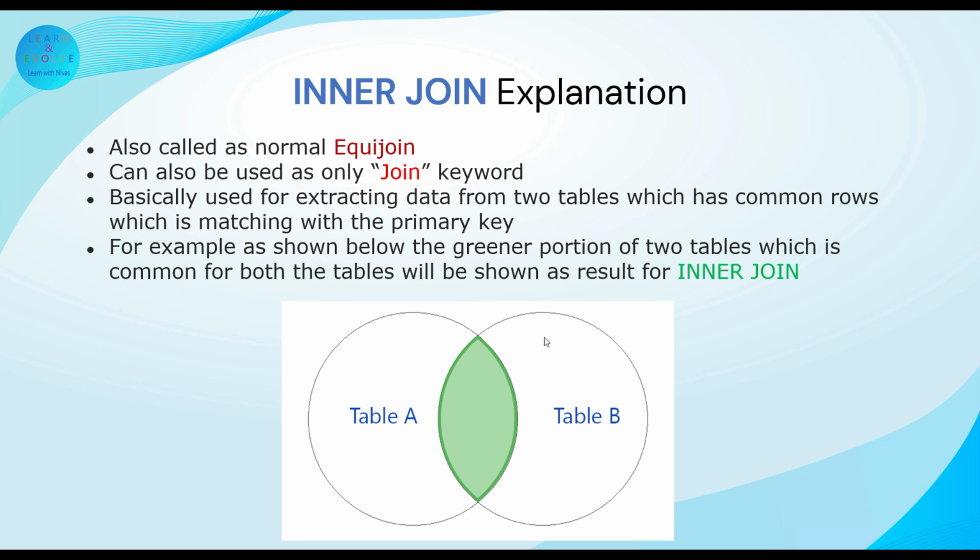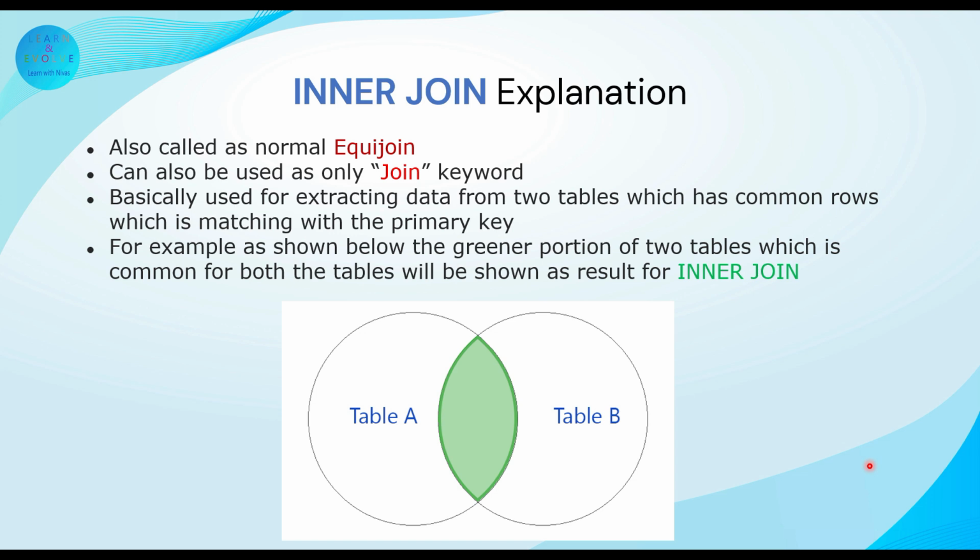Say for example, if you see this diagram, I'll just highlight it. Here there are two tables. Table A contains some data, table B contains some data. What this inner join or equijoin does is it will check what are the values or rows which are common to both the tables, and it will fetch those records into the output. We'll see a live example of how it works. This is the typical diagram of an inner join or equijoin.